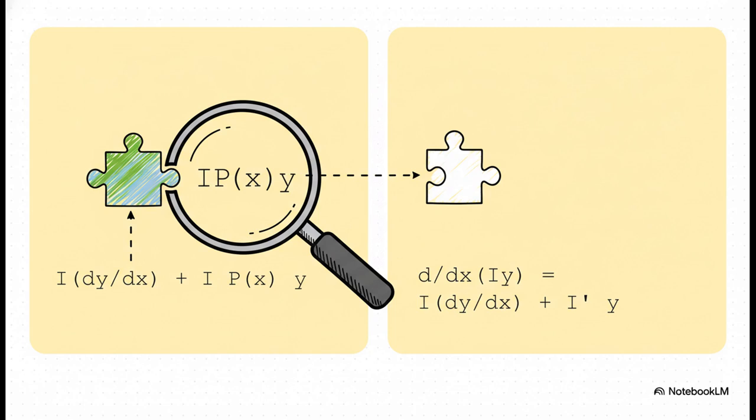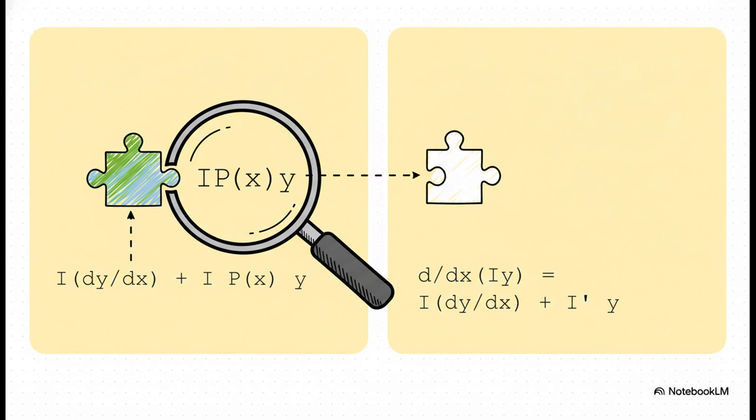Okay, and this is the aha moment right here. On the left is what we have after we multiply by our secret weapon, I, and on the right, that's just the product rule for derivatives. You know, the derivative of I times y. Now, look really closely. They are almost identical. The only difference is that I p of x on the left versus the I prime on the right. So what if we could choose our function I so that its derivative I prime was exactly equal to I times p of x?